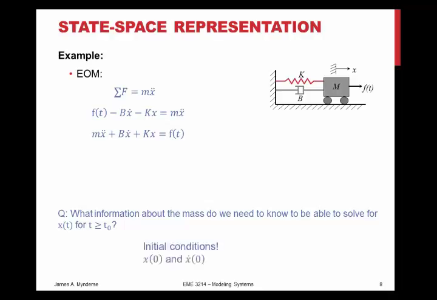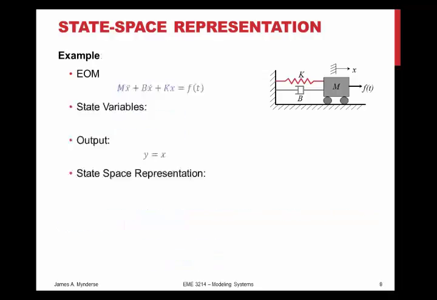I need to know initial conditions, so x of 0 and x dot of 0. If I take my EOM, you can see that it's got 2 dots, so it must have 2 states. So what do I choose as my states? The easy choice is position and velocity. Q1 is position, Q2 is velocity.